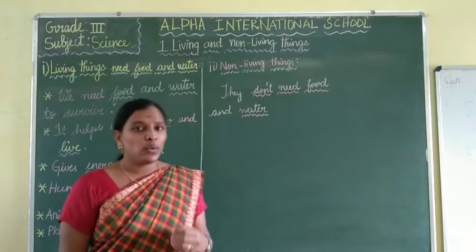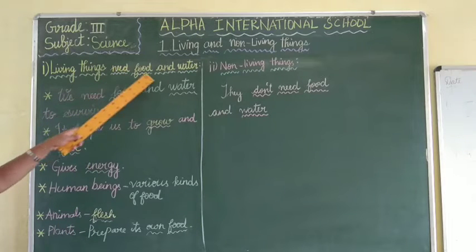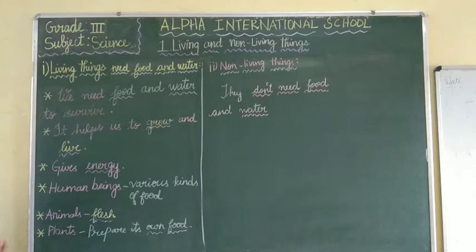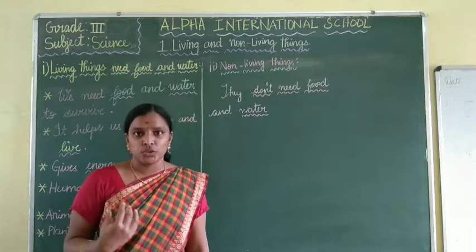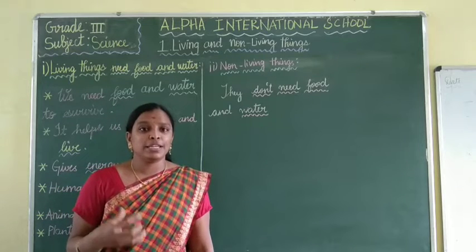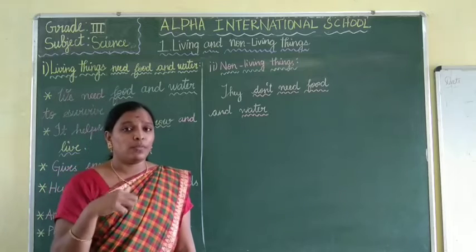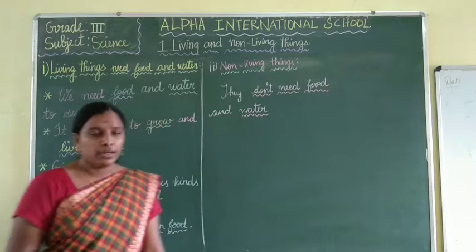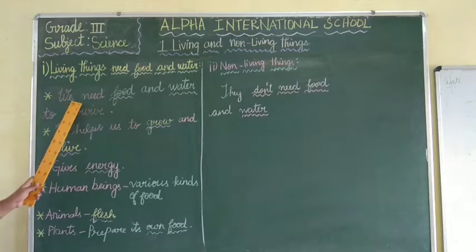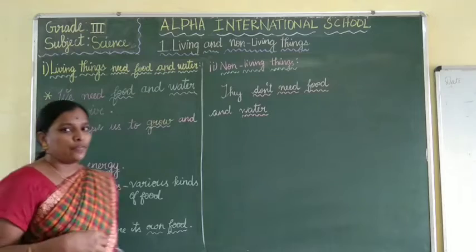First we see living things. Living things need food and water. We are living things, right? To live, we need food and water. We will be eating different types of food, right? How we need it, and how we get the food, this is what we are going to see one by one. We need food and water to survive. For living we need some food and water.